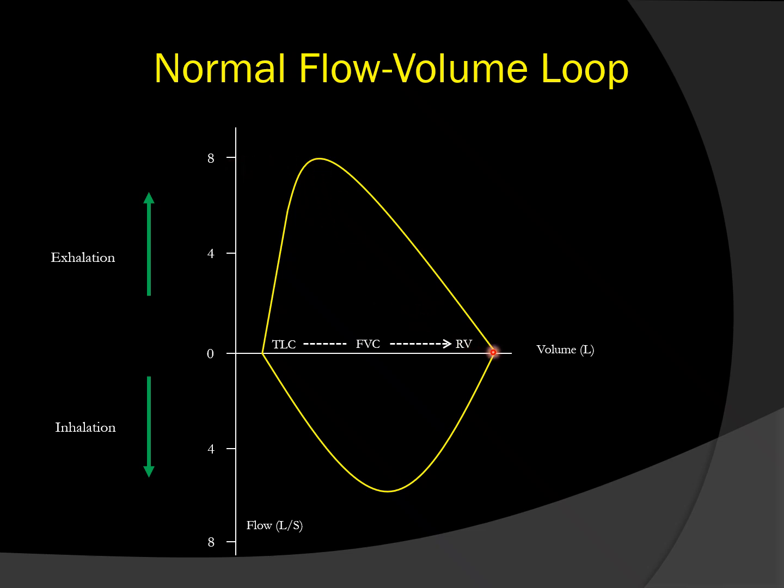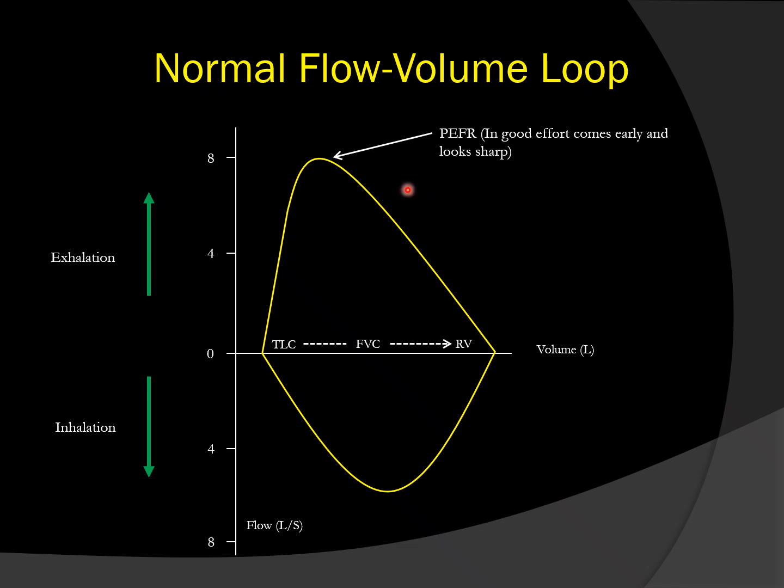Now on inspiration, the opposite happens. There's inward flow. The patient fills the lungs up rapidly from residual volume, big negative flow as they pull in real fast, and then it slows down until they're finished. And at the end, if they did the maneuver right, they'll be close to where they started. They'll have their lungs filled at total lung capacity. So this explains the general shape of the flow volume loop, and I show a very normal looking flow volume loop.